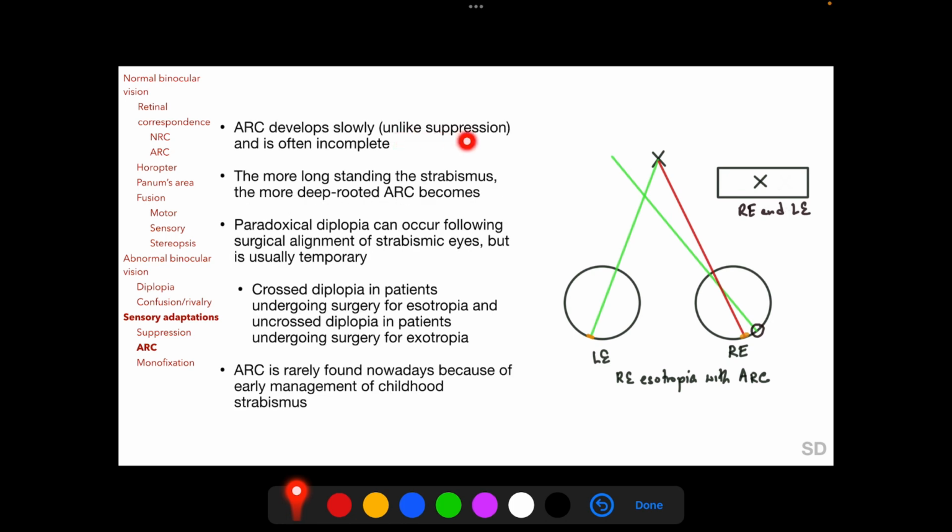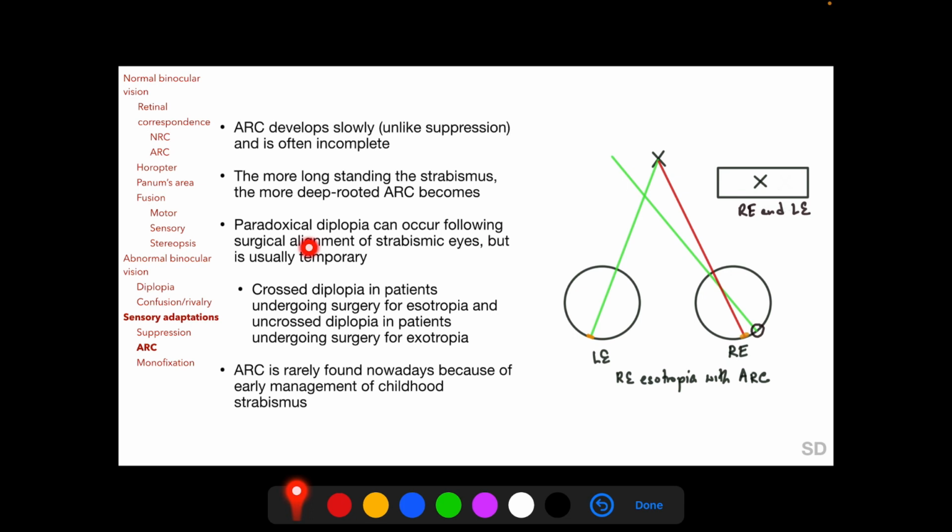Unlike suppression, which develops rapidly, anomalous retinal correspondence develops slowly and is often incomplete. The more long-standing the strabismus, the more deep-rooted the anomalous retinal correspondence becomes, which means that it becomes more difficult to restore normal retinal correspondence.